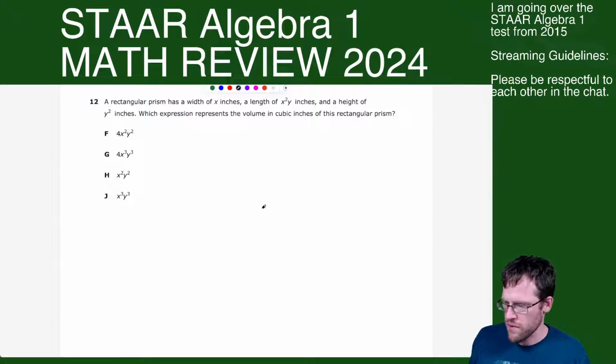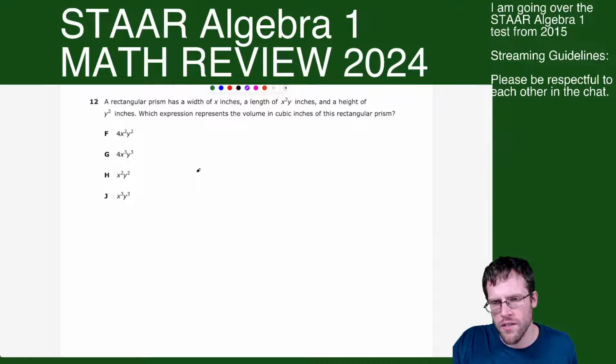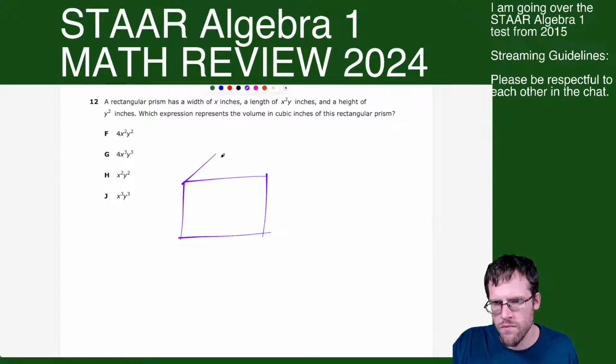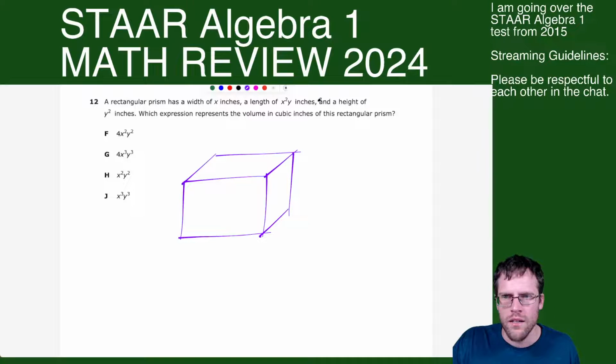Question 12. All right, these questions can take a little bit of time. This one's a nicer little break though. Not as wordy, it's a little bit more straightforward. Unless you don't like geometry, then sorry. All right, so rectangular prism, just think of like a box. And they told us the width, length, and height.